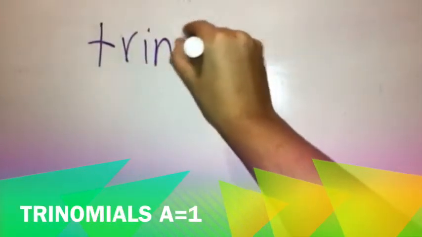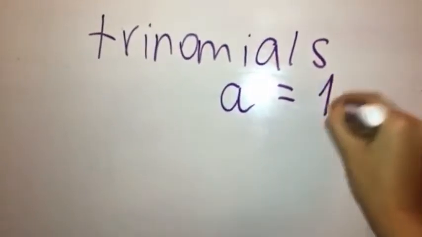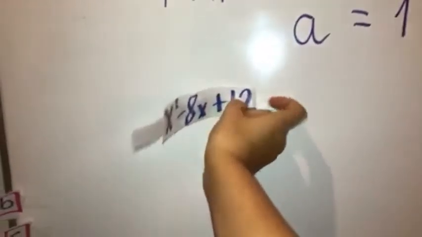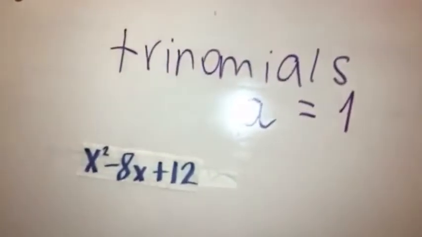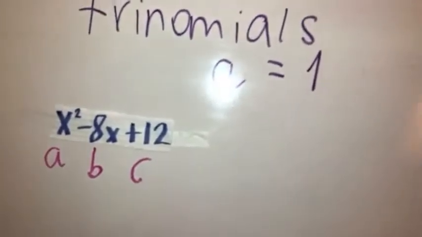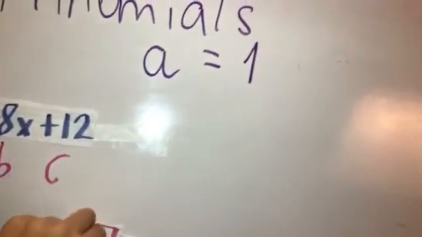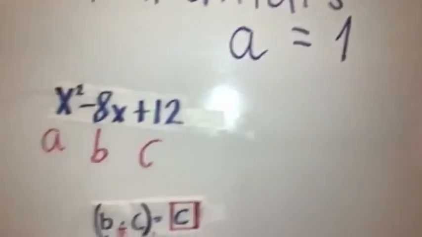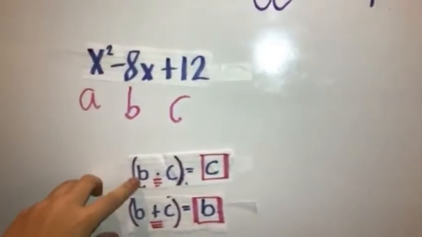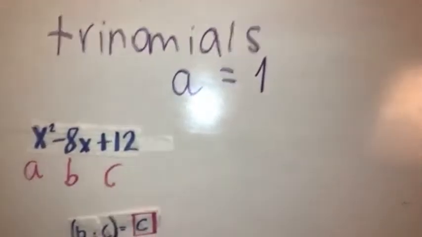Hey guys, we're going to learn how to solve trinomials when a is equal to 1. You start by identifying your term a, your term b, and your term c. Then you look for two factors that multiplied give you term c and that added give you term b.